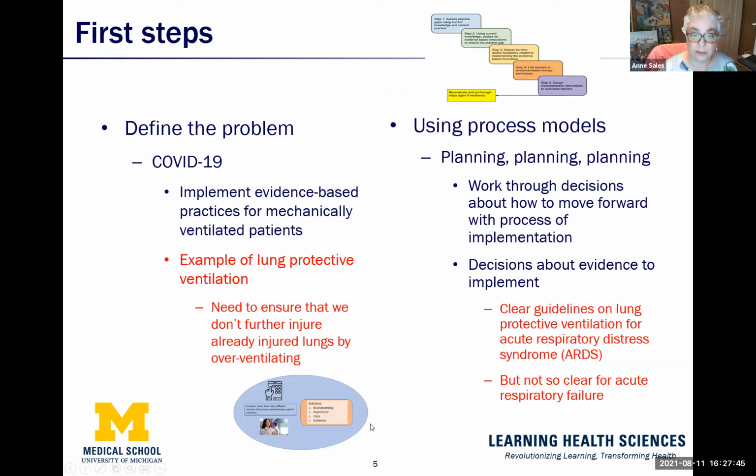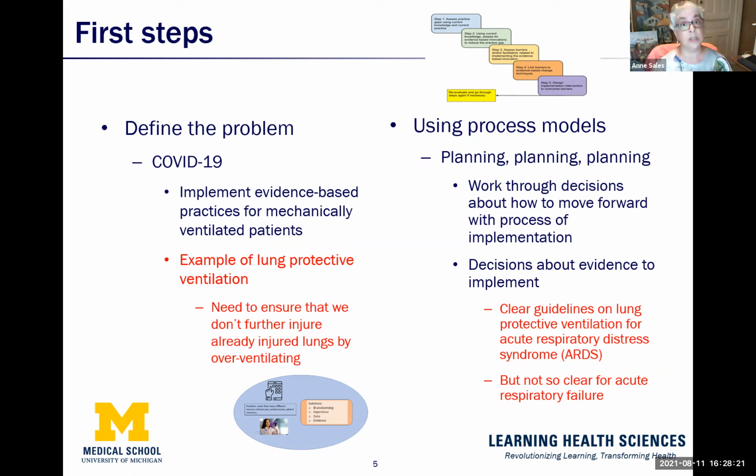So starting with the first steps from that little process diagram that I showed you, we start with defining the problem. In this case, I'm centering this around the COVID-19 pandemic because it induced a lot of respiratory failure in a much larger group of patients than we usually see routinely in inpatient care. And it really highlighted the need for use of evidence-based practices for patients who are mechanically ventilated. In particular, the specific example I'm going to focus on today is called lung protective ventilation.